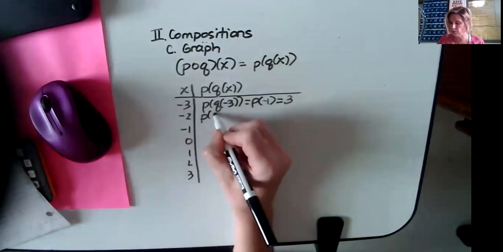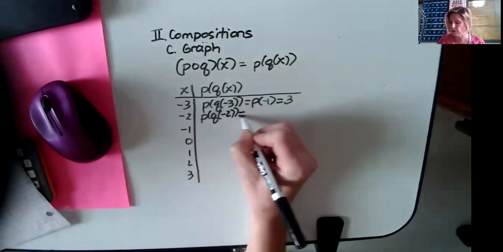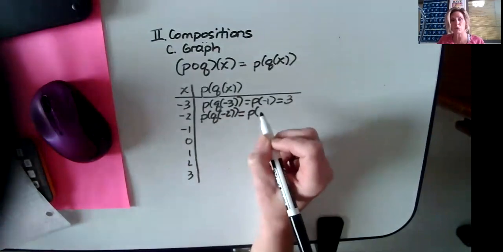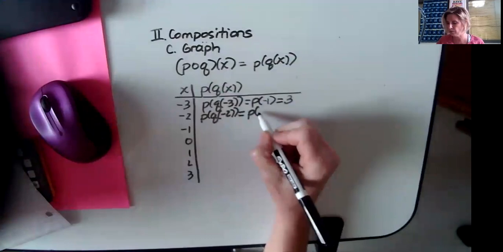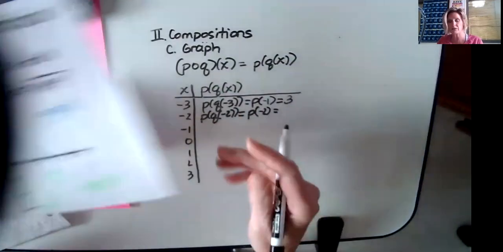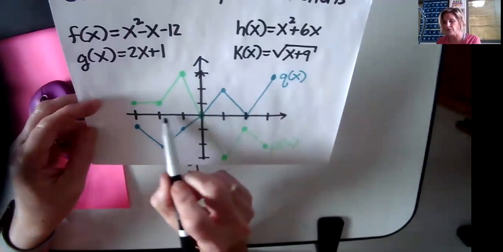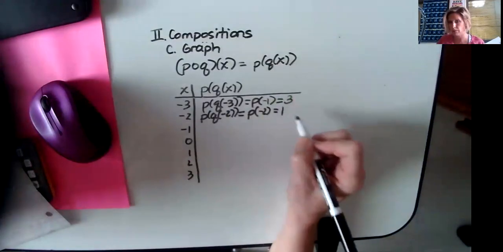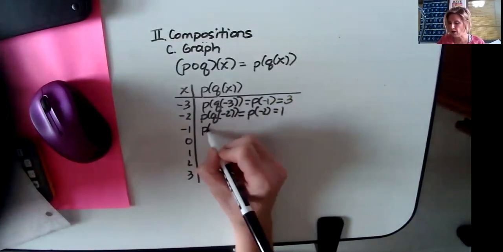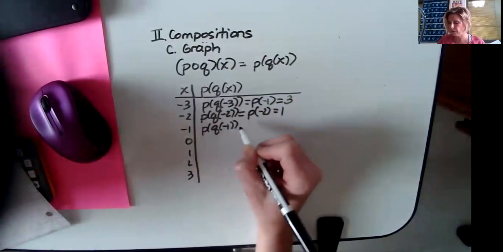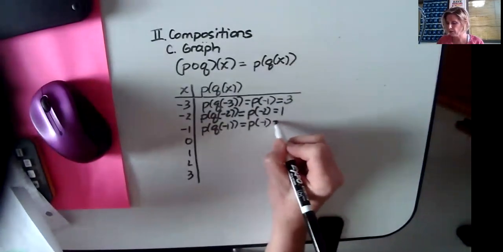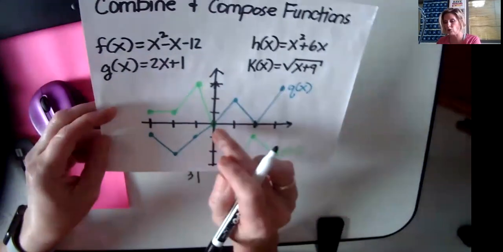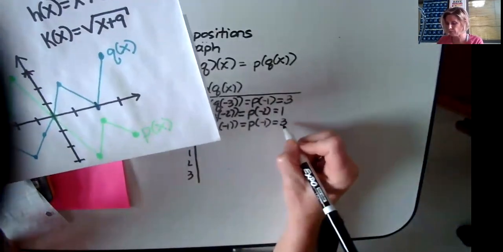P of Q of -2 is P of, so do blue Q of -2. Blue Q of -2 is -2. P of -2 would be green of -2, and that's 1. So P of Q of -1 is blue Q of -1. So blue of -1 is -1. P of -1 is going to be green of -1, which is 3.